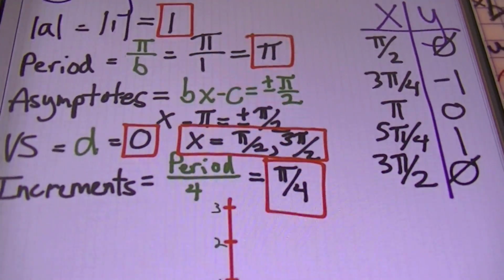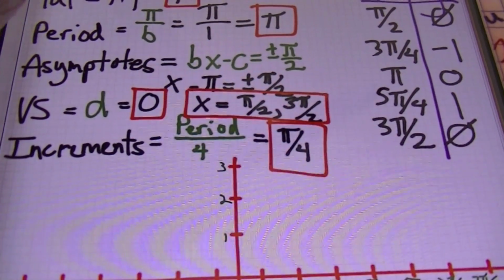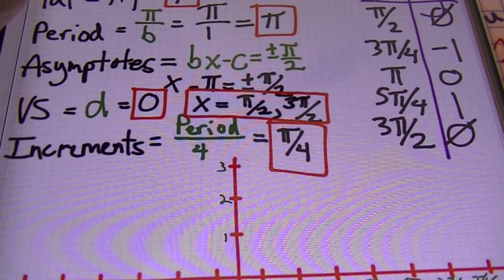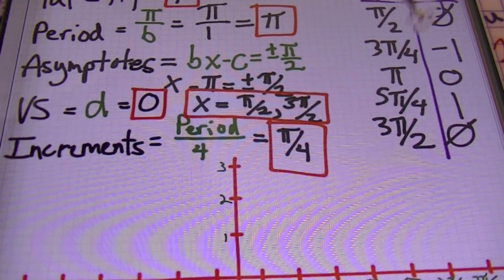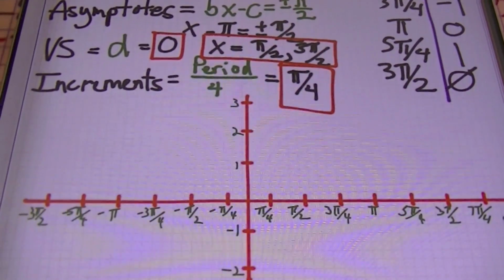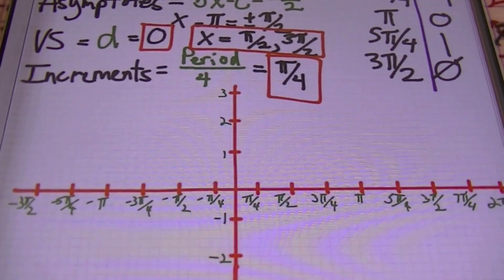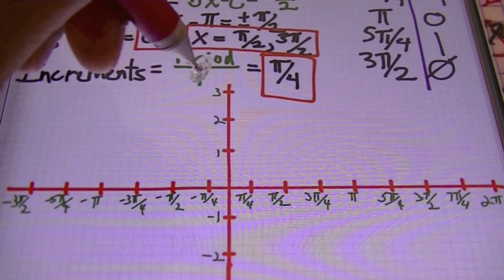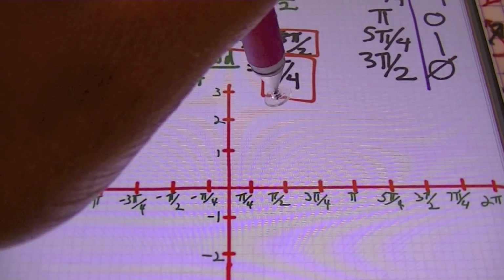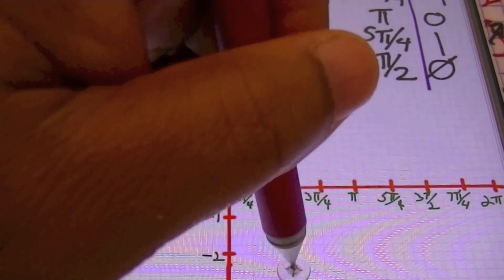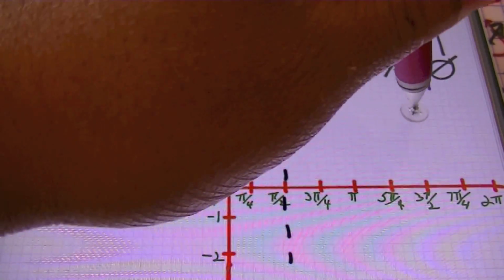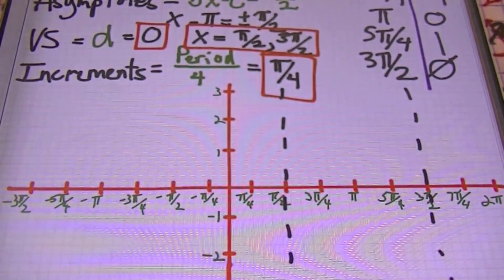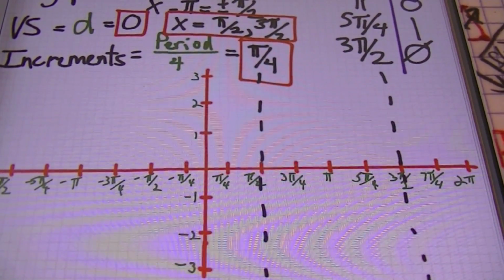So the next thing we need to do is to graph it. Remember, we're going to start with our asymptotes first, okay? I know I have an asymptote at pi over 2. I also have an asymptote at 3 pi over 2. So let's start by graphing that on our rectangular coordinate system first. All right, so at pi over 2 is where I have an asymptote. And at 3 pi over 2, I also have another asymptote. All right, like so. So it's looking like that thus far.